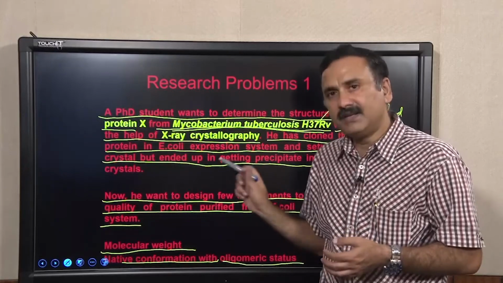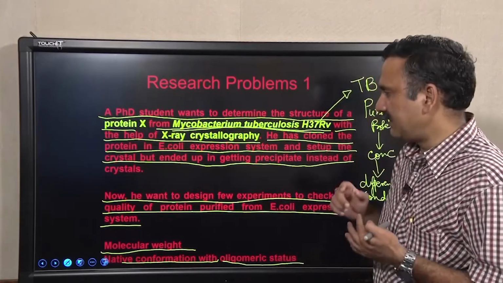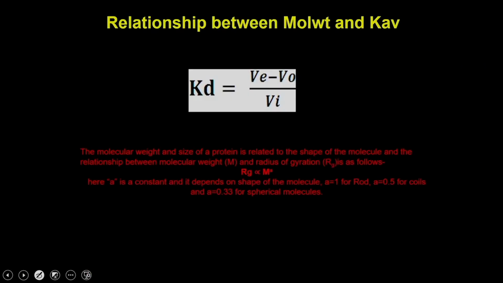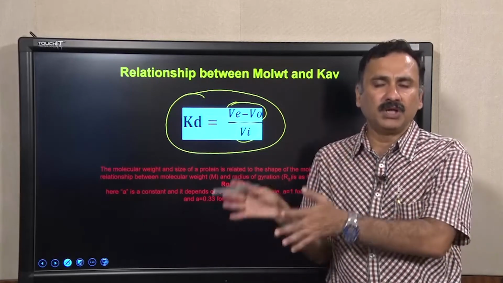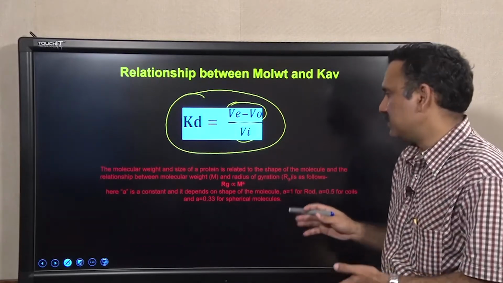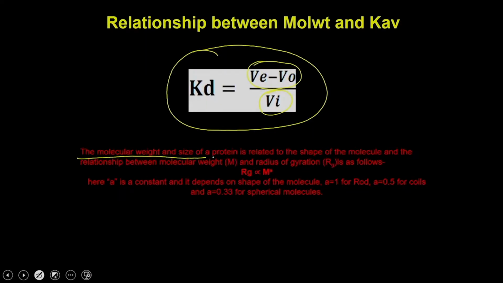So, to answer these questions, he has to design an experiment related to gel filtration, but based on the basic principle that the distribution coefficient is equivalent to (Ve minus Vo) divided by Vi. This means that if you would like to utilize gel filtration to determine the molecular weight, it should be in proportion to the radius of gyration.